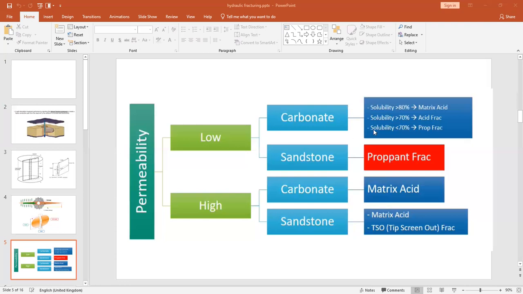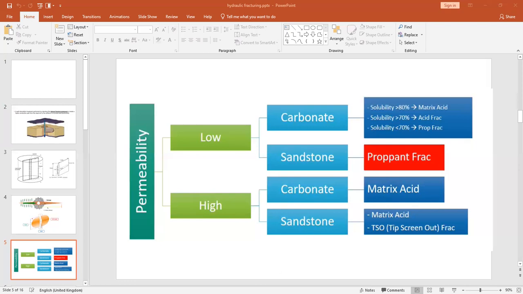But if the solubility is less than 70%, you now do a proppant frac, where you have to frac it and then inject a proppant within the pore spaces so that it keeps the pore open. But for a sandstone, the best possible way is a proppant frac for a very low permeable reservoir. If the reservoir has a little bit higher permeability, for carbonate reservoir we can do matrix acidizing.